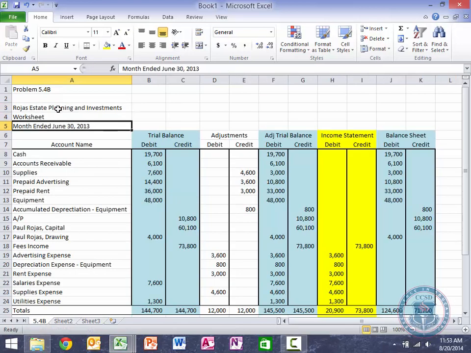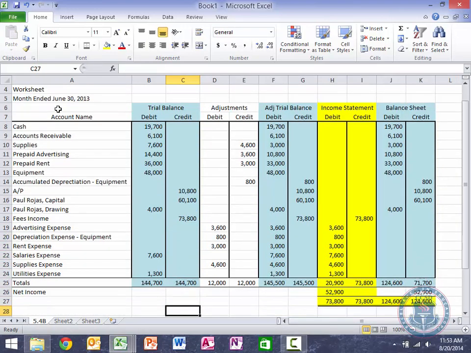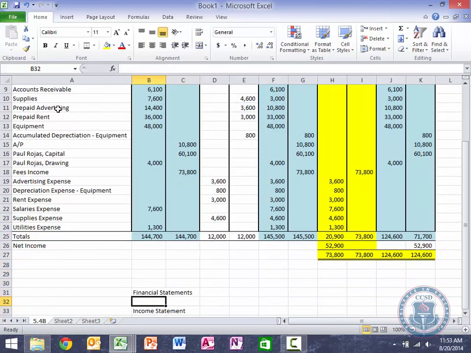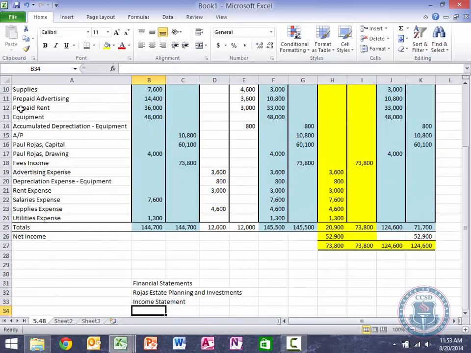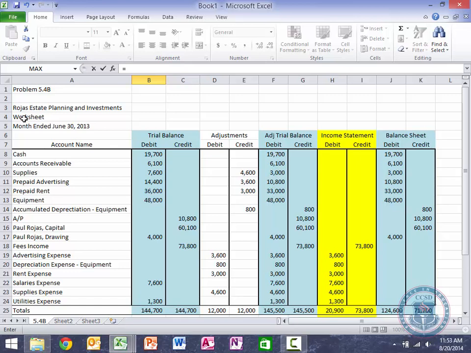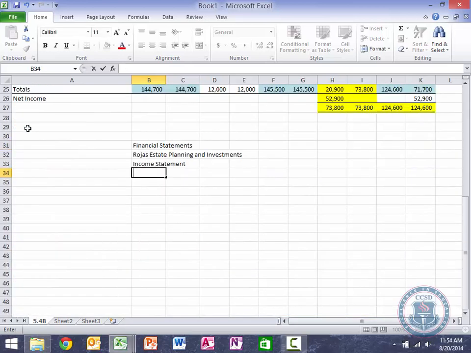I'm going to show you another little trick. Here's a little Excel trick. I could type that there, but once again, just like numbers, I could just put equals Rojas. Boom, baby. Actually this is going to be June, first through the 30th, 2013. And we're going to go ahead and put revenue, fees income.